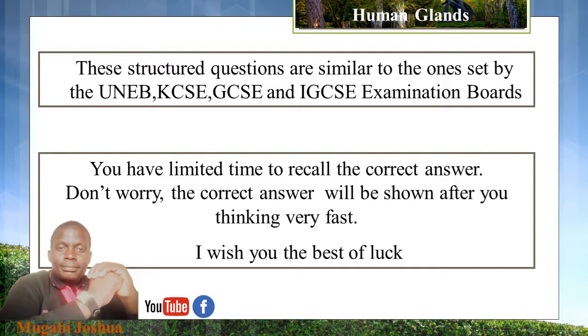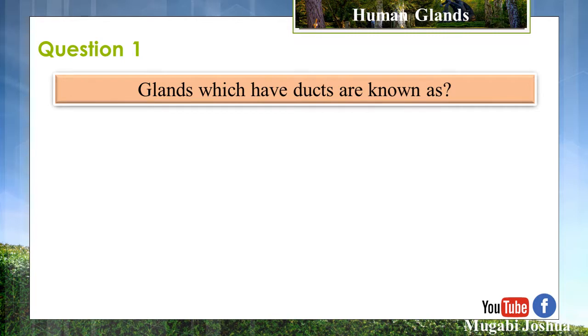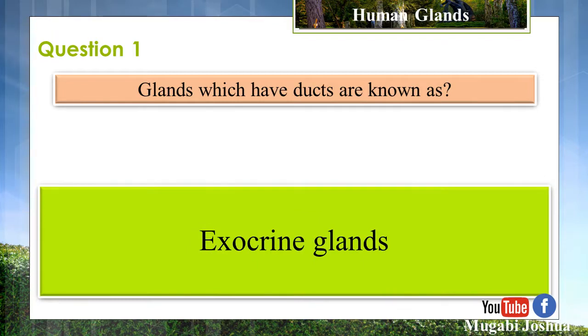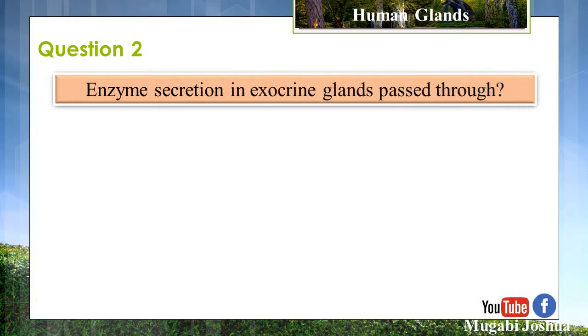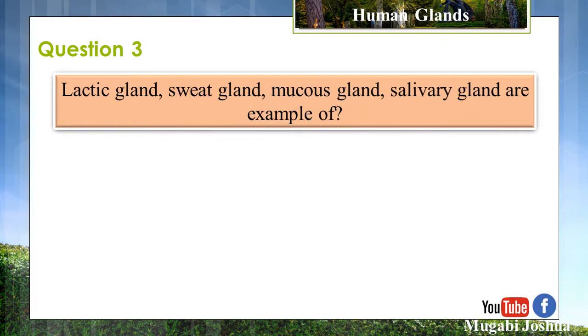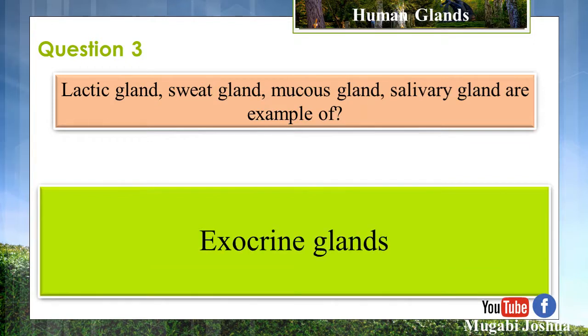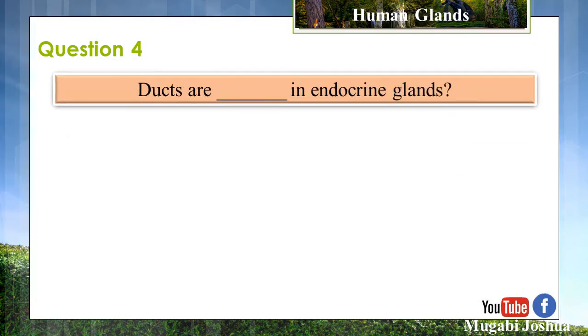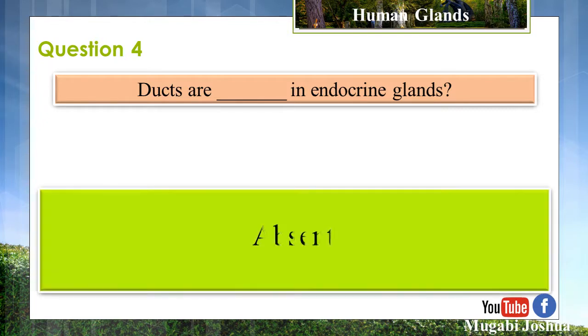Let us begin our quiz. Question 1. Glands which have ducts are known as exocrine glands. Question 2. Enzyme secretion in exocrine glands passed through ducts. Question 3. Lactic gland, sweat gland, mucus gland, salivary gland are examples of exocrine glands. Question 4. Ducts are dash in endocrine glands. Absent.